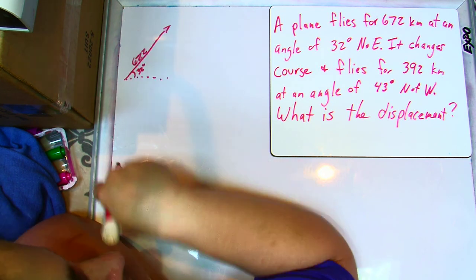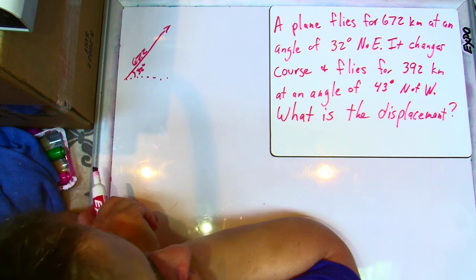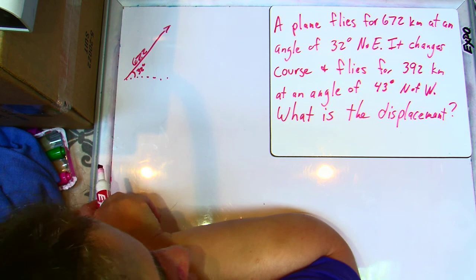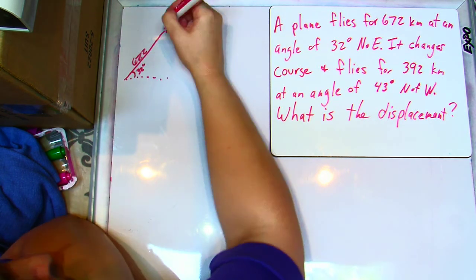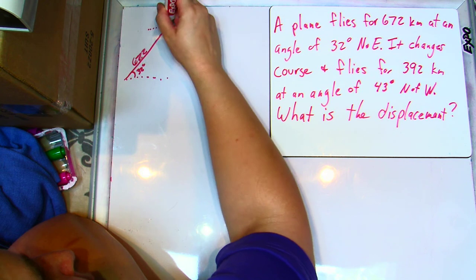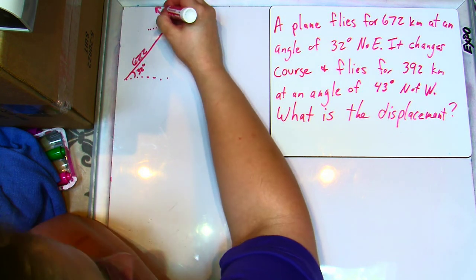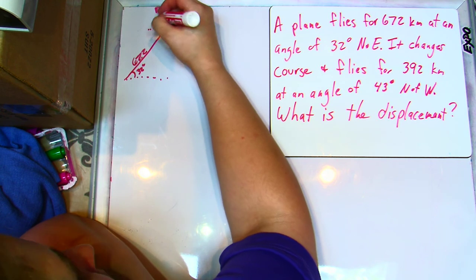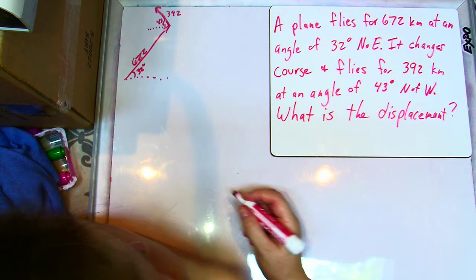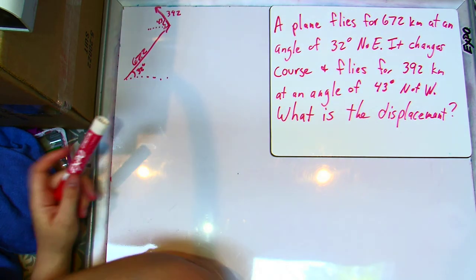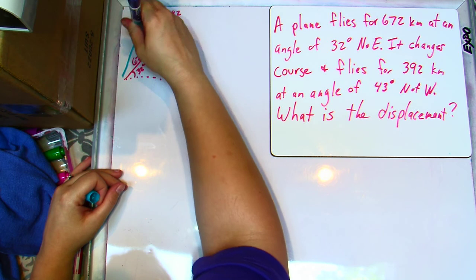And then it turns and flies for 392 kilometers at an angle of 43 north of west. So if east is this way, west is that way. So north of west would be this way. And that's 392 at an angle of 43. All right, we gotta figure out that resultant. What is the displacement of that plane?